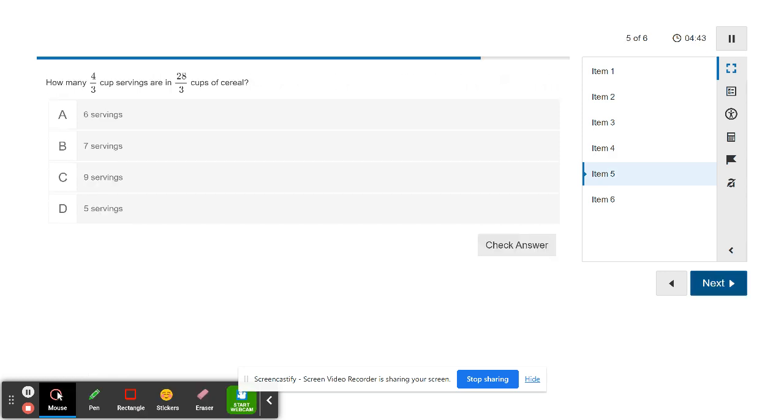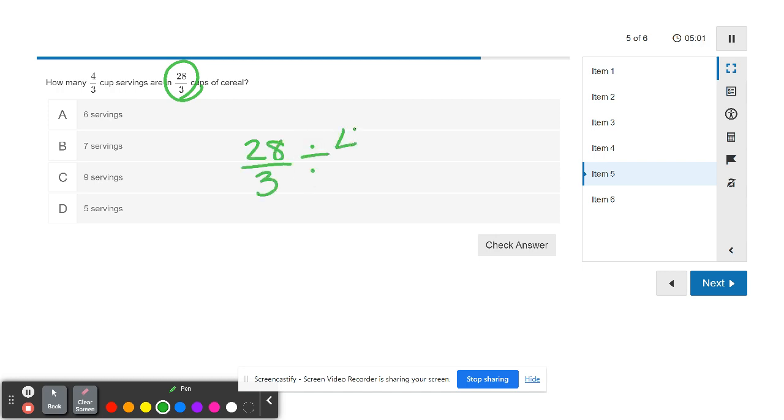So our next question, how many 4/3 cups are in 28 thirds cups of cereal? We want to know how much are in this. This is what we have. So that's what's going to go first. 28 thirds divided by 4/3. So keep the first, change the sign, flip it, check for any cross canceling.